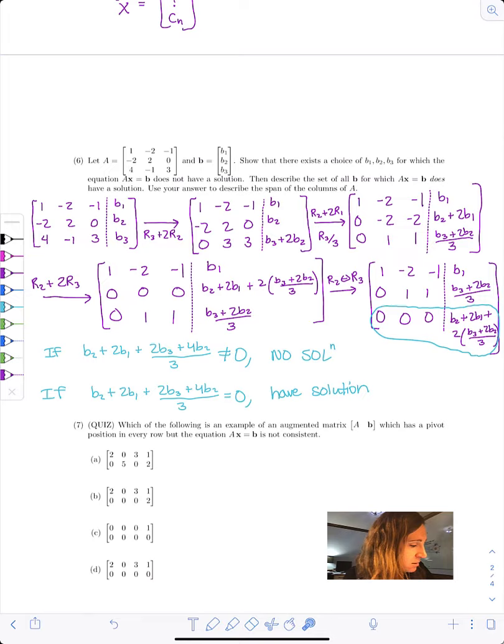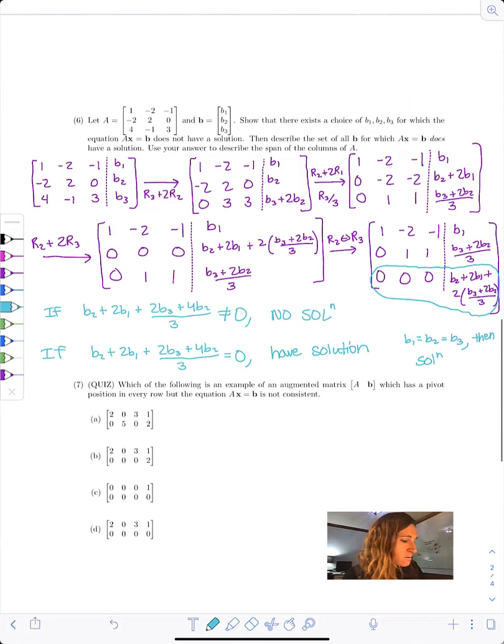And in particular, one solution that we get is if B1 equals B2 equals B3, then we have a solution. But there are other possibilities. And so that's something good to try: see if you can find another value of B1, B2, and B3 that gives you a solution. You just need to find any values that satisfy this equation here.